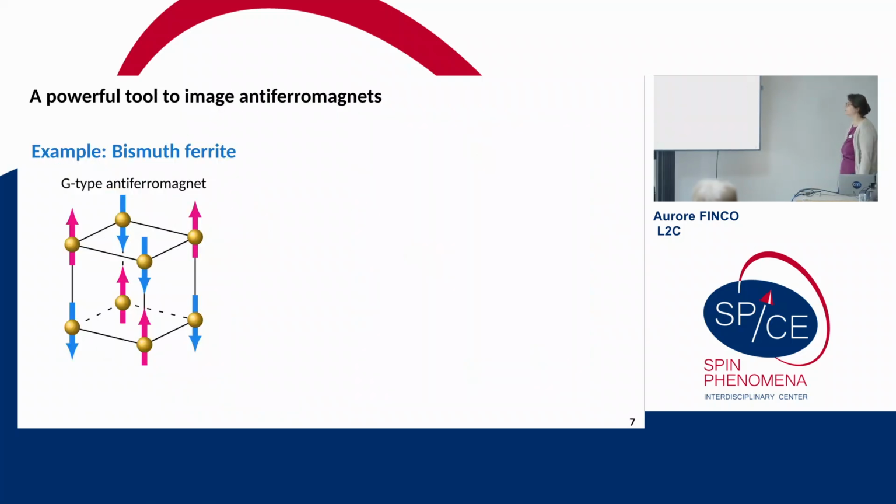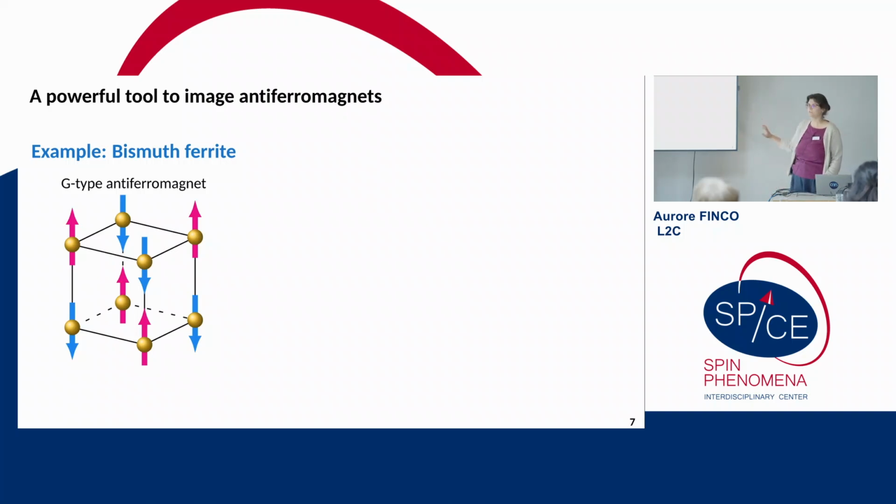So before we go to DMI and chirality, I just want to show you what we can do with regular magnetometry. In particular, we can look at antiferromagnets, something that not so many other techniques can do. An example of a material that we looked a lot at is bismuth ferrite. Bismuth ferrite is a very fancy multiferroic material. You might have heard about it because it's almost the only one which is multiferroic at room temperature. And it has a quite complicated magnetic texture.